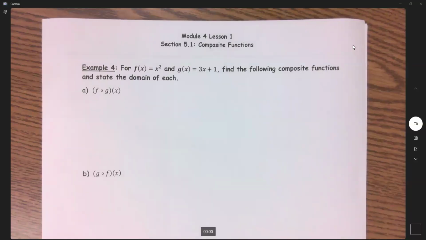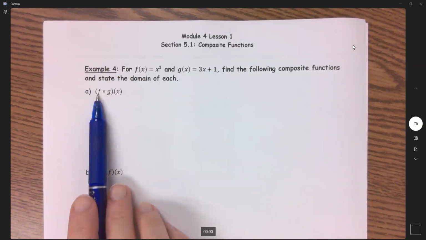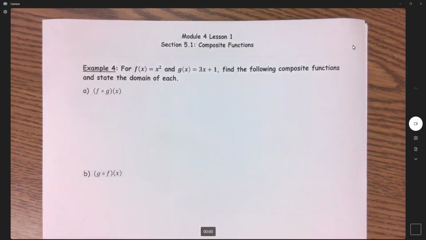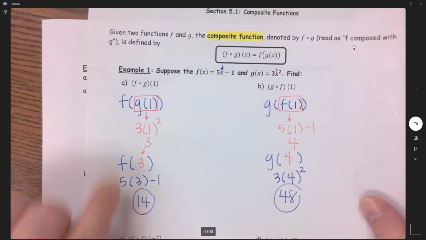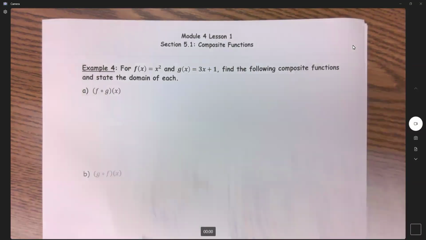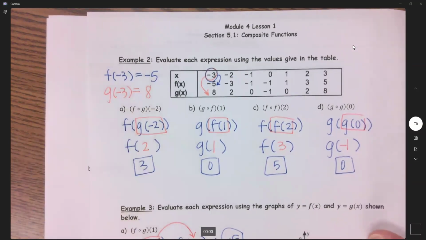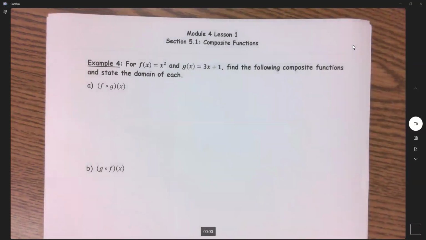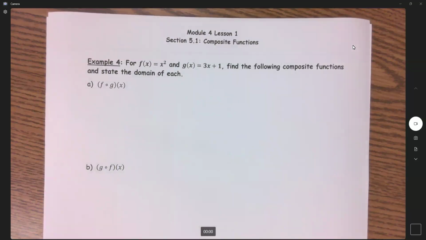Example 4 looks a lot like what we've been doing, but there is one key difference. Here, they want f composed of g of x. This is the first time that I don't have a value for x. Up until now, we've always had f of g of 1, f of g of -2, f of g of 1. We always knew what x value we were substituting in and evaluating. Now I want to come up with the entire function of when I compose f with g.